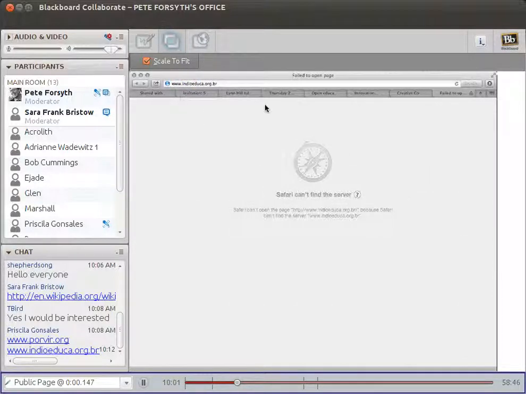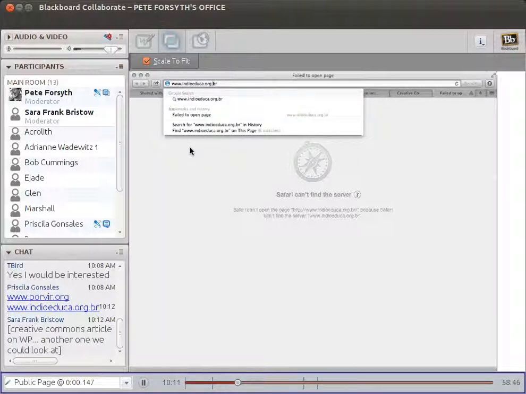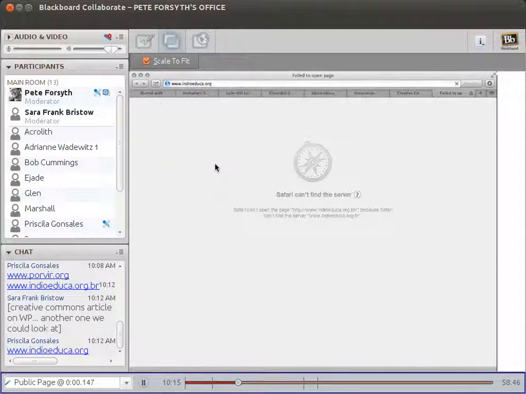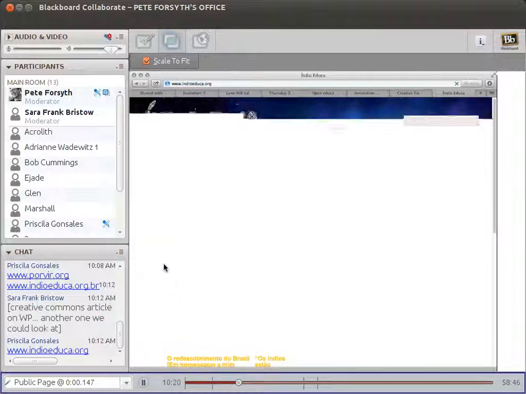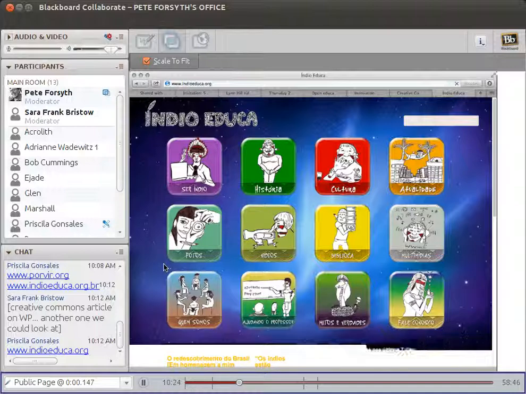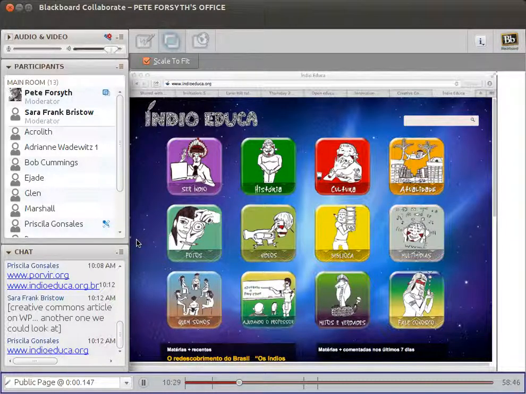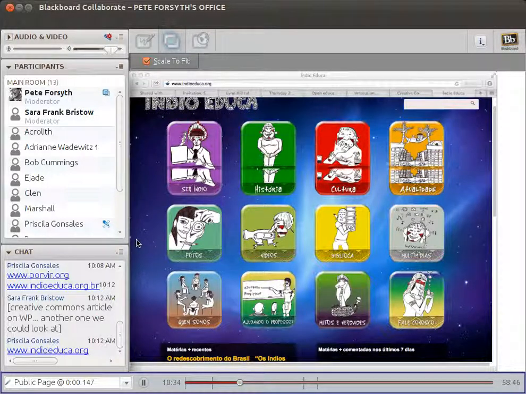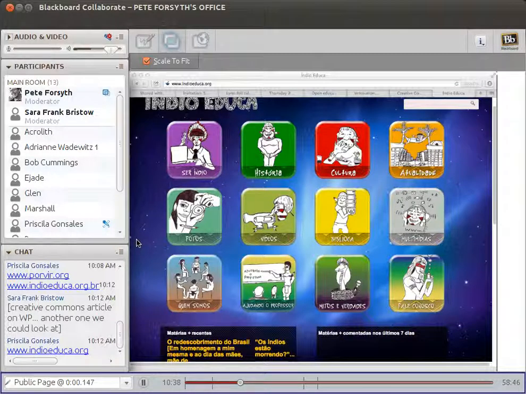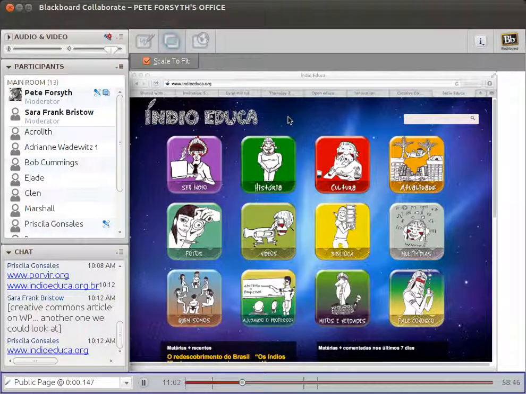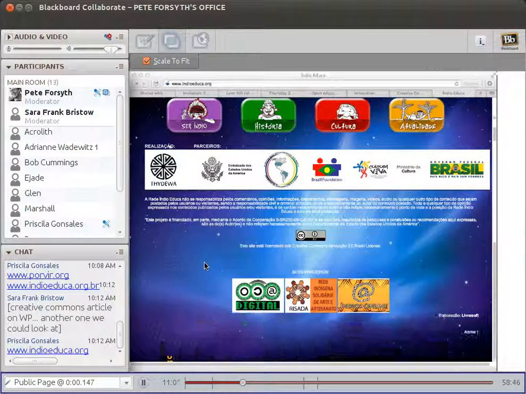Okay. It is an interesting OER. We helped them to create this and to use a license for this platform, this content. It's an Indian community that is putting their history, their culture, their mythology online to explain about themselves by themselves. At the end of the home page, that is the license too.